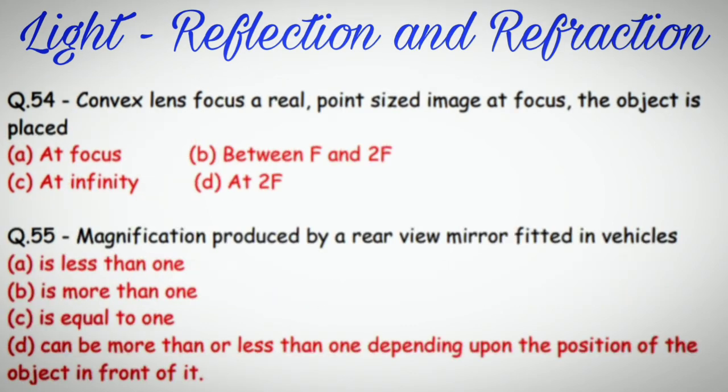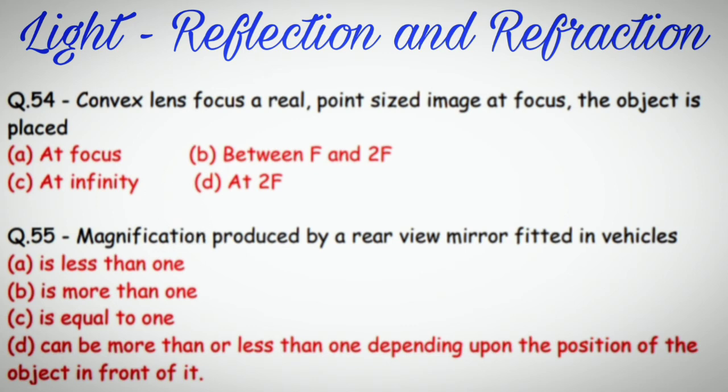Next question comes here. Convex lens forms a real point-size image at focus. Object is placed option A at focus, option B between F and 2F, option C at infinity, option D at 2F. And the correct answer is at infinity.